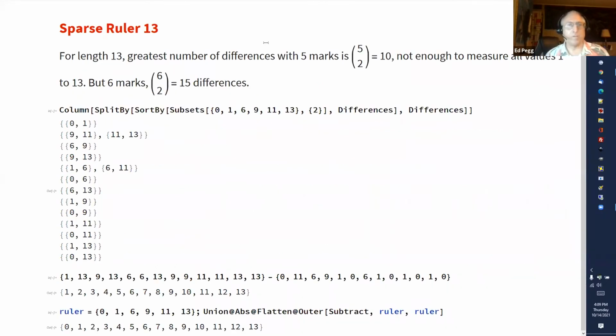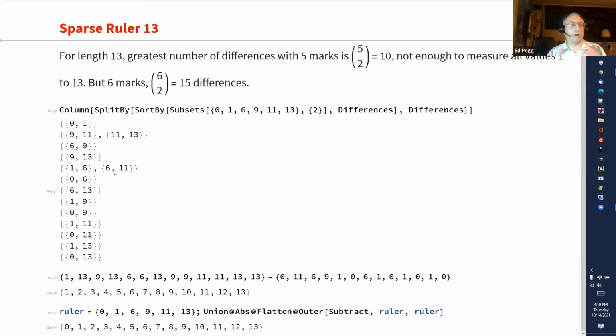There we go. So sparse ruler 13, or hopefully we're going to release version 13 soon. With a length of 13, 5 marks is not enough. And you can basically prove that because choosing 2 items from 5, there's only 10 ways of doing it. So you can't do everything. But with 6 marks, that would be 15. So maybe it's possible. And it turns out here's the solution right here.